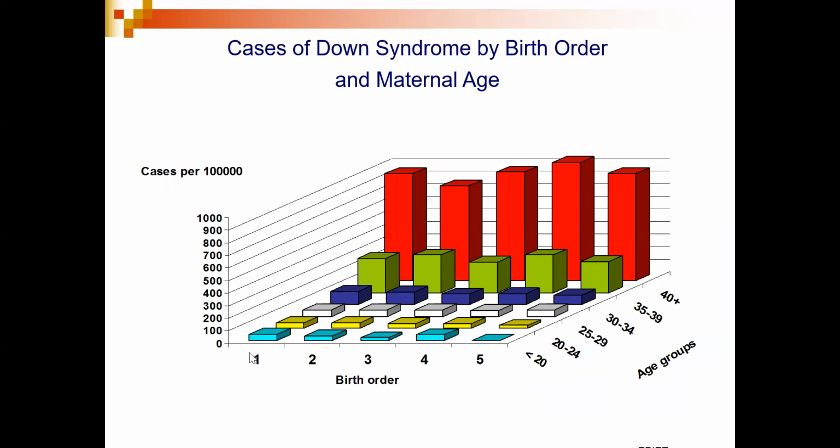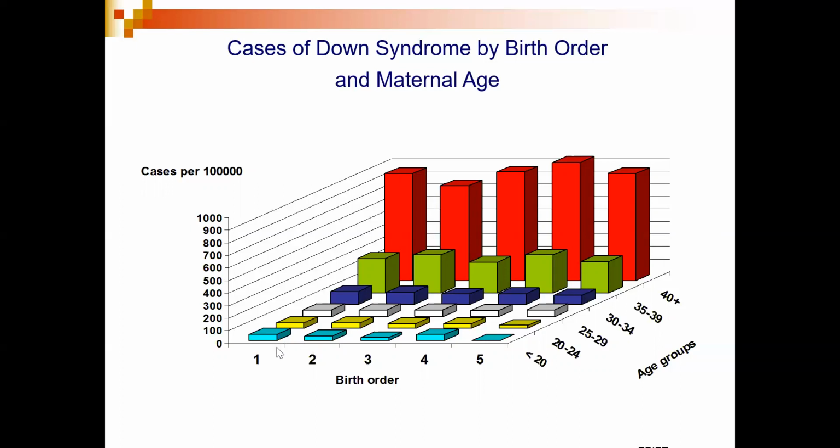This one is the birth order, and you then stratify the number of cases both by birth order and by age group. And in this case, you realize that in this relationship between birth order and Down syndrome cases, age becomes a confounder.